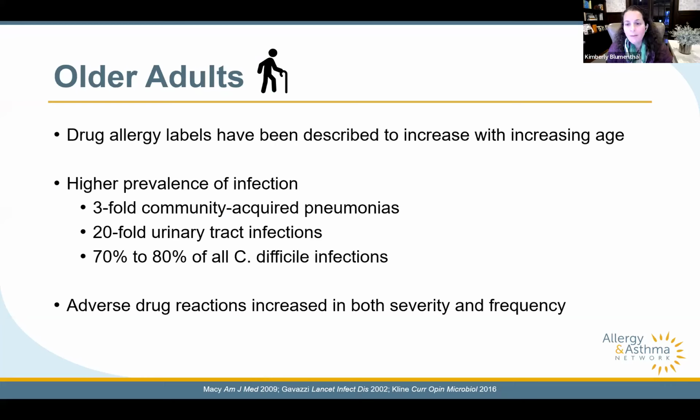Okay, a few more populations I want to drive home. Older adults. So my parents would be offended by the little man with the cane. But older adults we think of as our patients who are accessing healthcare more often. They're more likely to have immunosuppression. They're more likely to have multiple medicines. And then, so the drug allergy labels increase with increasing age. All right, and so also a higher prevalence of infections and adverse reactions can have more complications for patients when they're older.